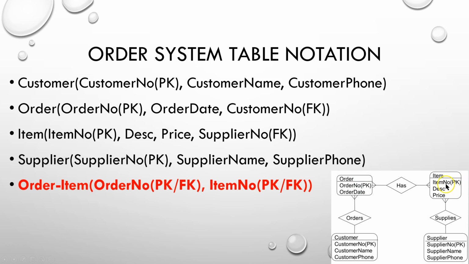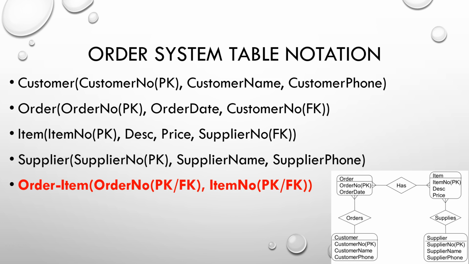But the many-to-many relationship here is represented by the entity order item, and then the primary key is the primary keys from the 2 entities that make it up. So order number and item number. That's how you would write the table notation.